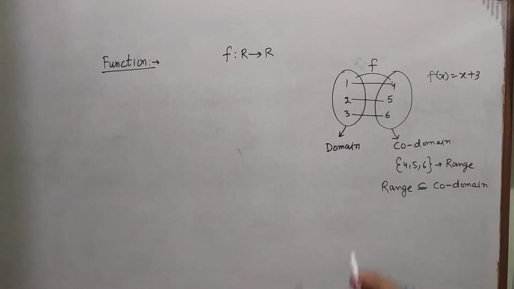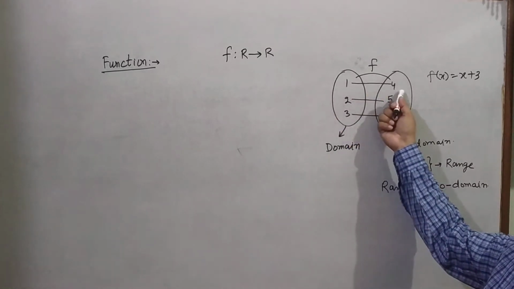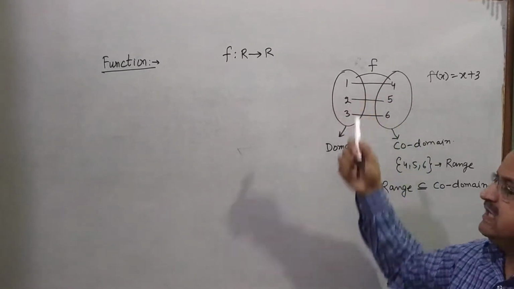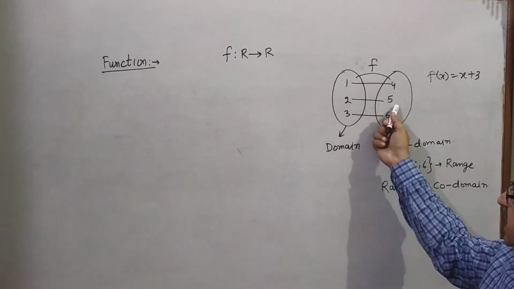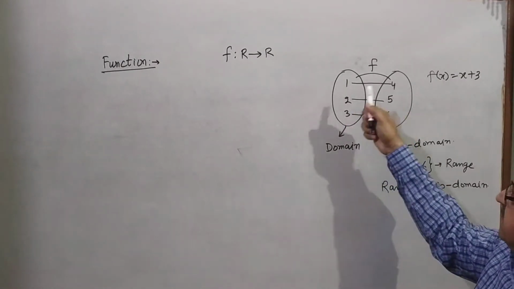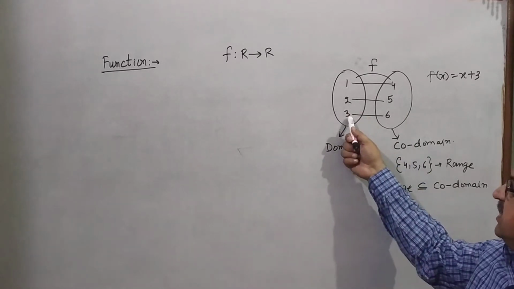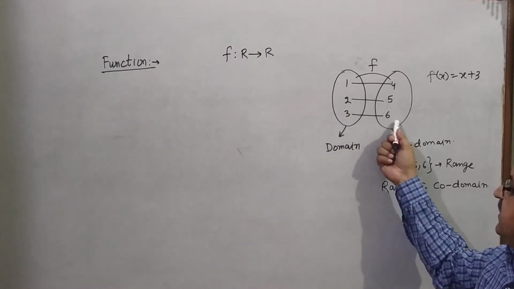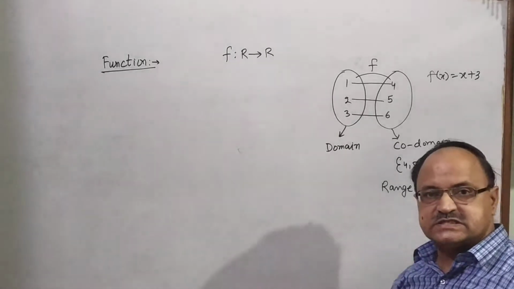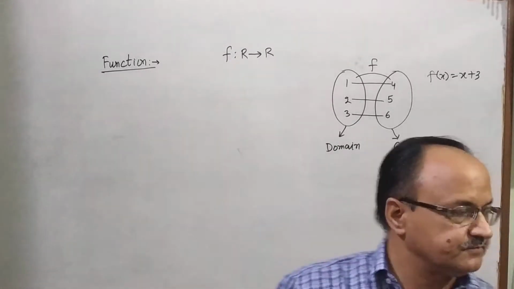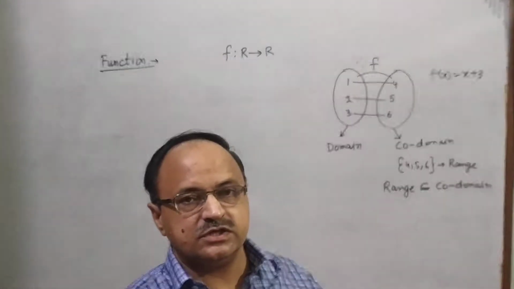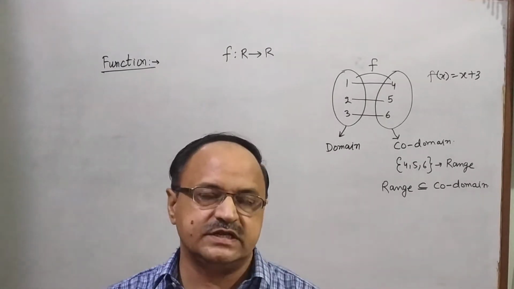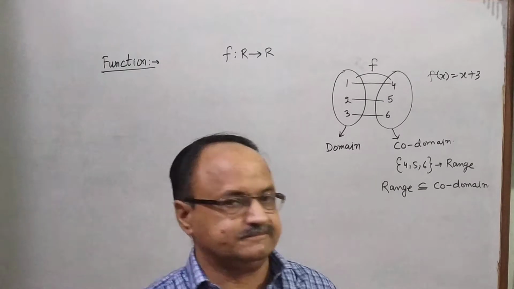Then you can see the image of 1 is 4 and the pre-image of 4 is 1. Image of 2 is 5 and the pre-image of 5 is 2. Image of 3 is 6 and the pre-image of 6 is 3. Clear? And this is the main point: range is a subset of codomain.